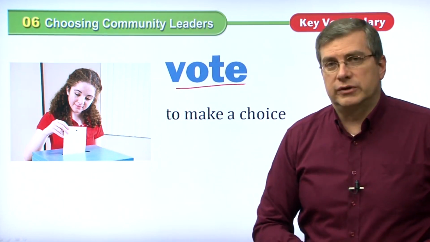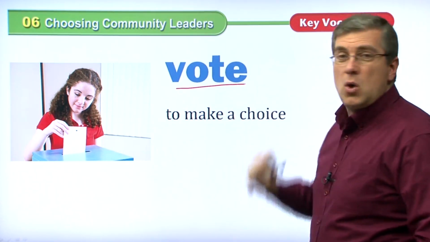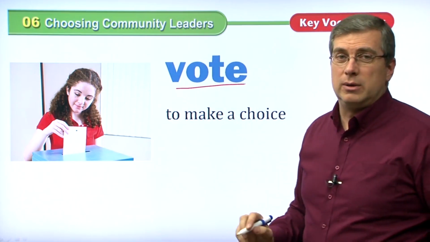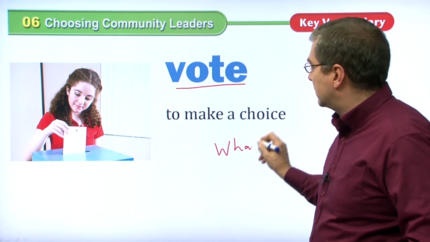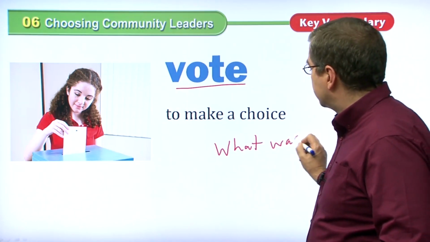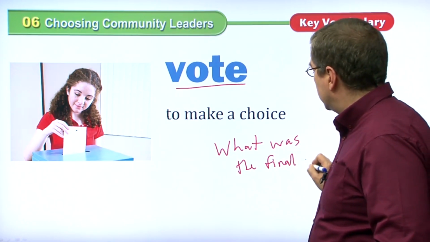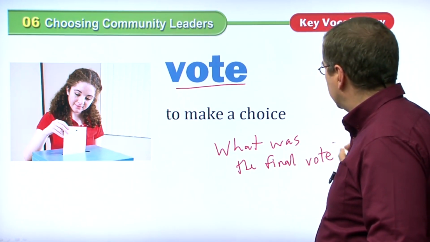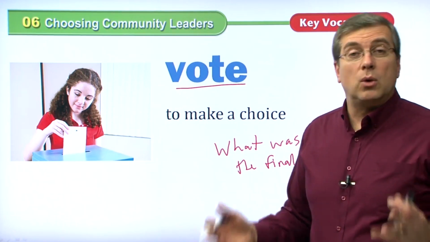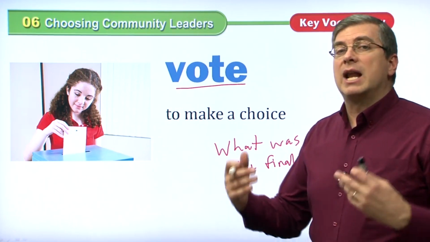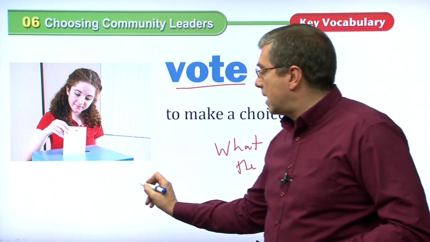We have to vote. So vote, by the way, is a verb, but vote can also be a noun, right? What was the vote? What was the final vote? You could say that. What was the final vote? That means what was the final count, right? What was the final vote? Who got the most votes? Or you can also use it that way. I got a vote. I cast my vote for somebody. You could also use it in that way.